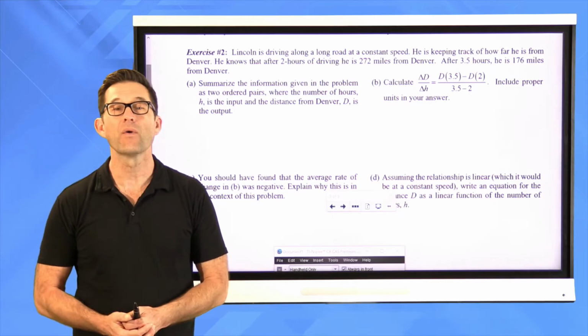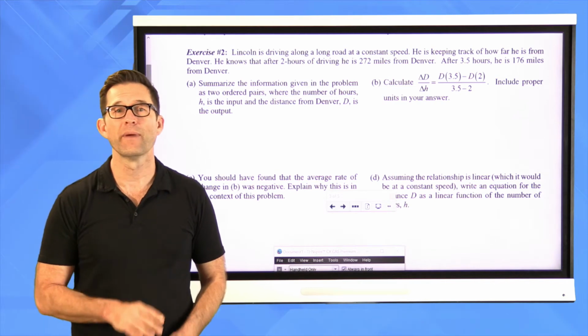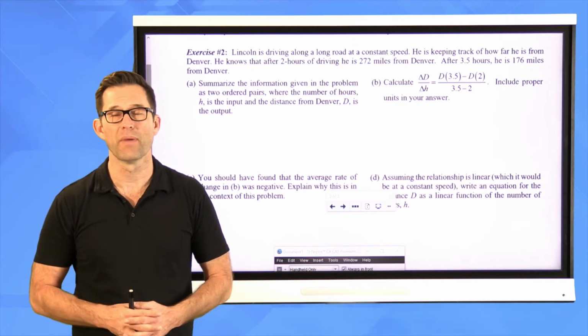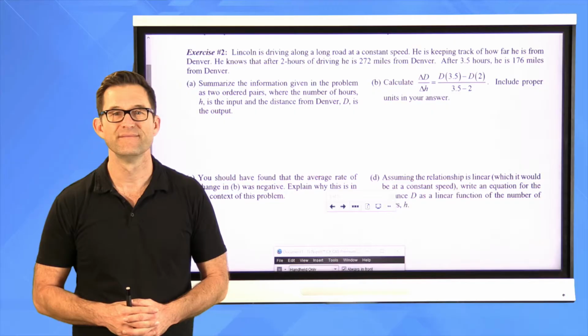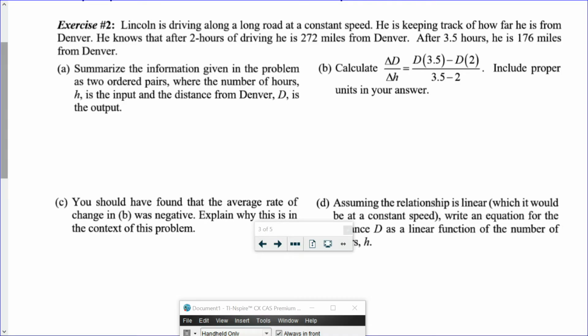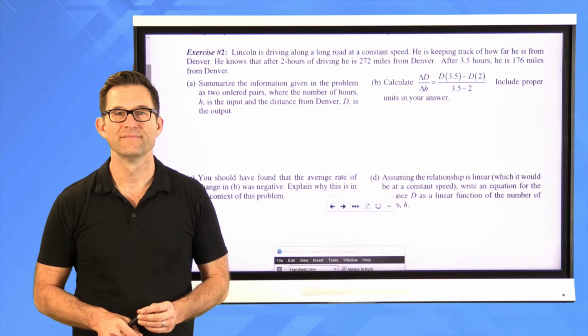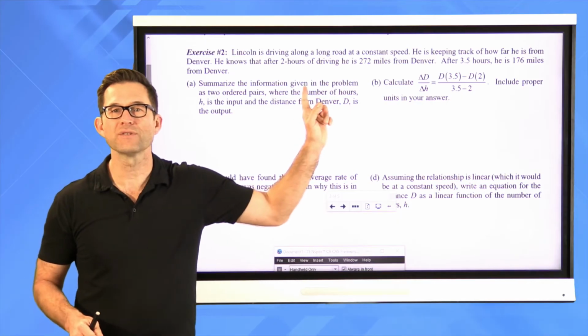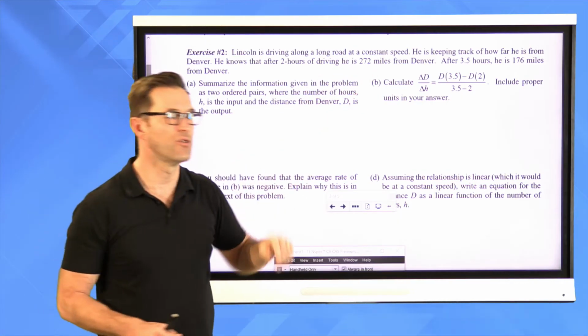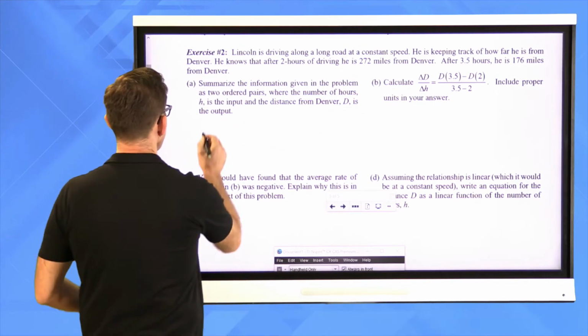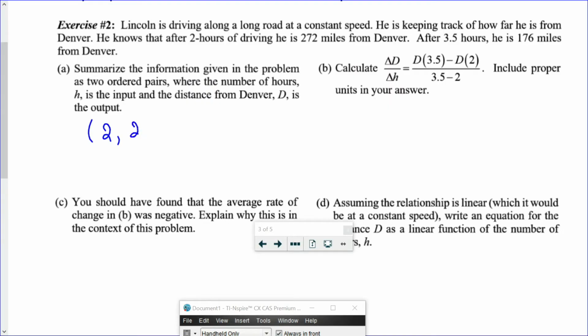Awesome. Okay, I'd like you to go ahead and write down the information they gave me in the problem as two coordinate pairs, and then we'll rejoin the problem. All right, what do we know? After 2 hours of driving, he's 272 miles away. So that's one coordinate pair, (2, 272). And we know that after 3.5 hours, we can handle some decimals, we've got our calculator here, he's 176 miles away.